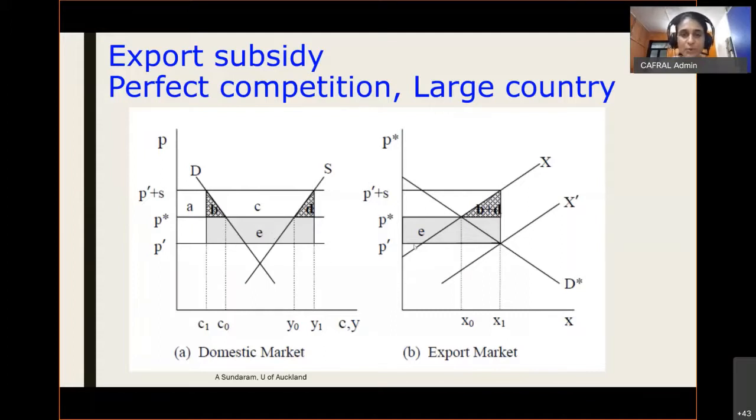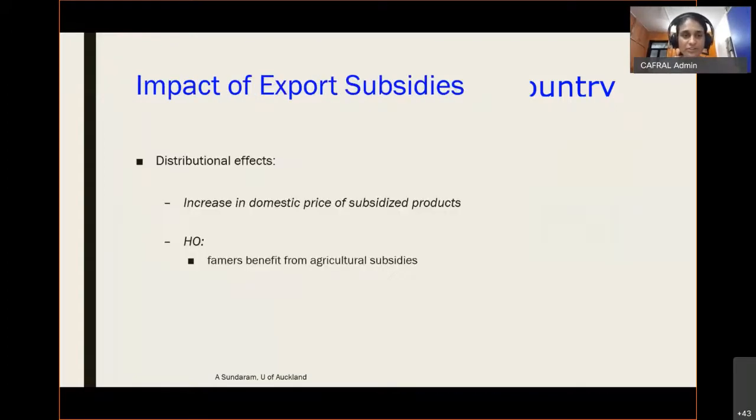So essentially what we have shown is export subsidy is a really bad thing, even with perfect competition and a large country, because of this negative terms of trade effect, where a large country, the US, giving an export subsidy is driving down its own export price, right? That means it is associated with large welfare losses. So this is why the WTO does not like export subsidies.